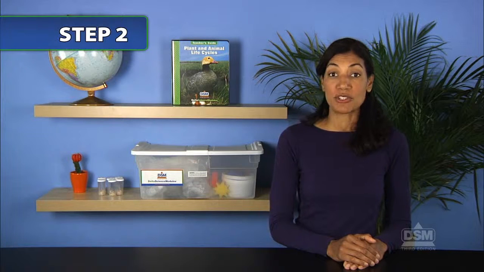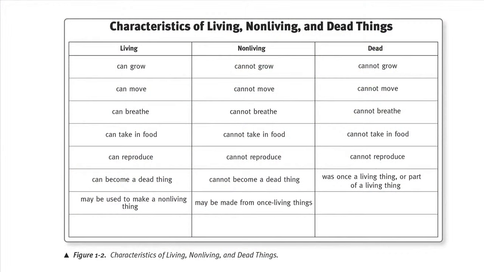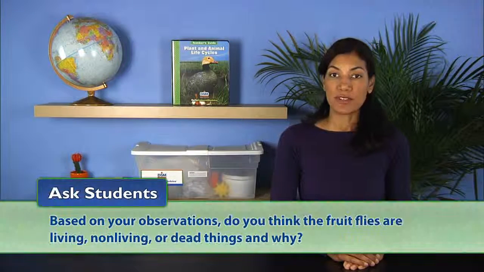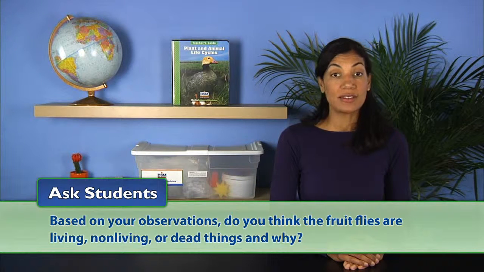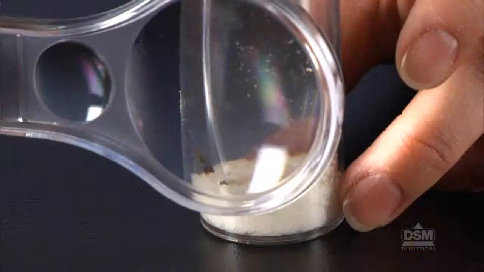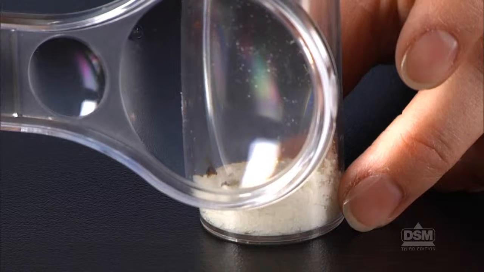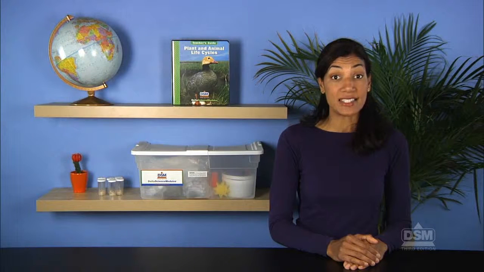Next, direct students' attention to the chart, Characteristics of Living, Non-Living, and Dead Things. Ask students, based on your observations, do you think the fruit flies are living, non-living, or dead things, and why? Students may observe that they can see the fruit flies move around, which is a characteristic of living things. Let students know that the vials contain everything the fruit flies need to live. Then ask, what do living animals need to live? Students should respond that animals need food, water, and air to live.